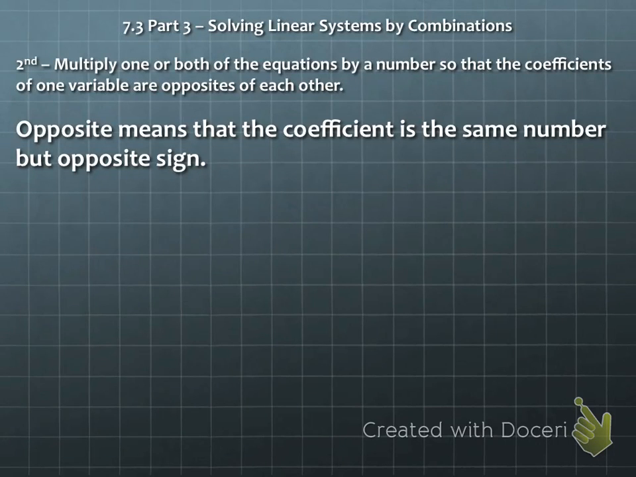So today is the second part on solving linear systems by combinations. This should be part 2. And so we're going to do the same thing as we did yesterday. This time, though, in the second step, after we get our equations in order, I'll have to multiply one or both of the equations by a number so that my coefficients of just one of the variables are opposites of each other. And just remember that opposite means that the coefficient is the same number but different sign.